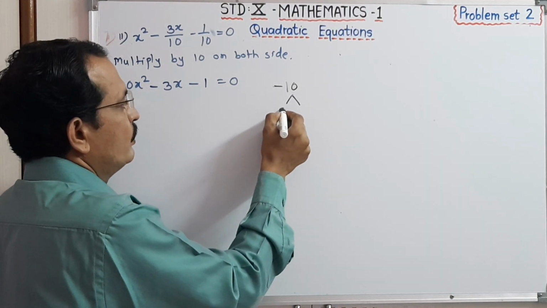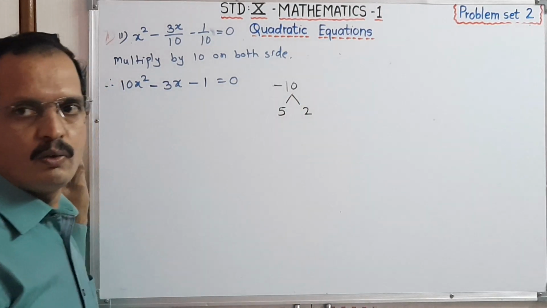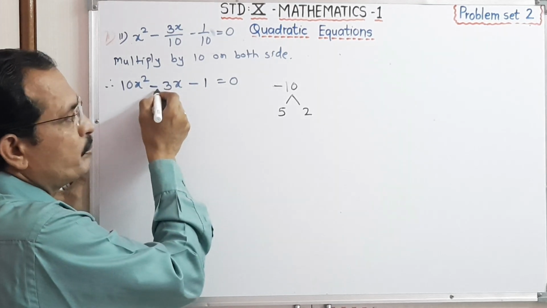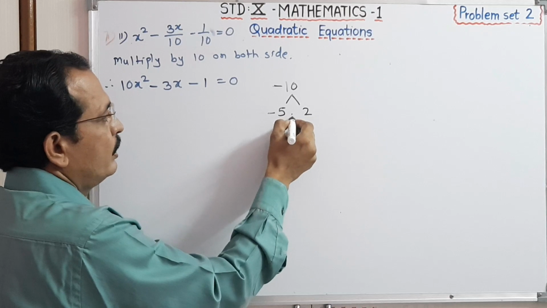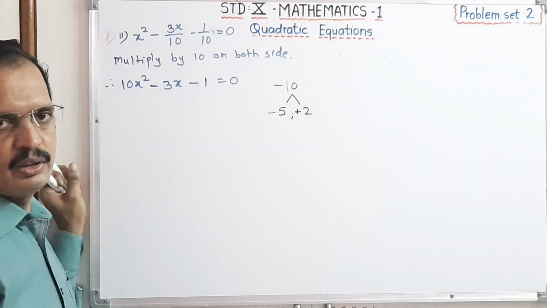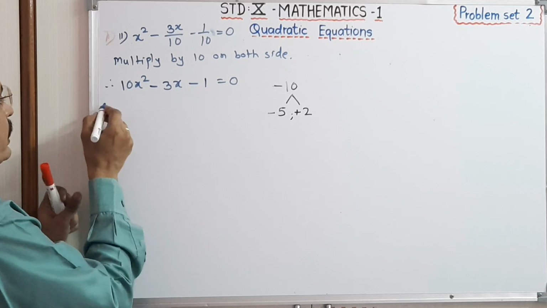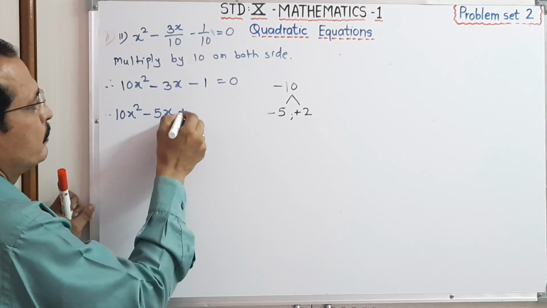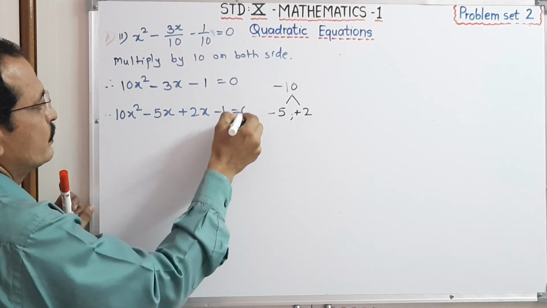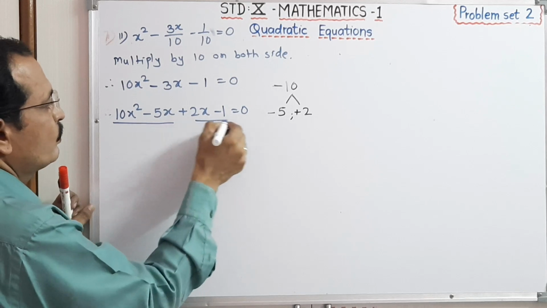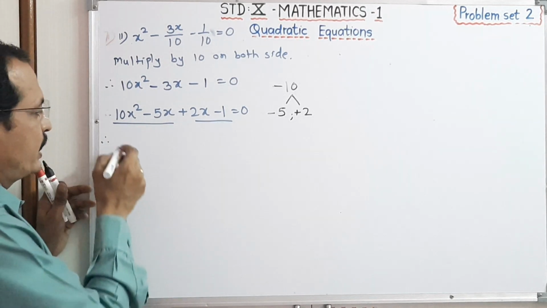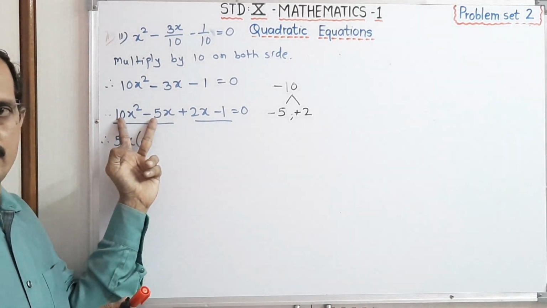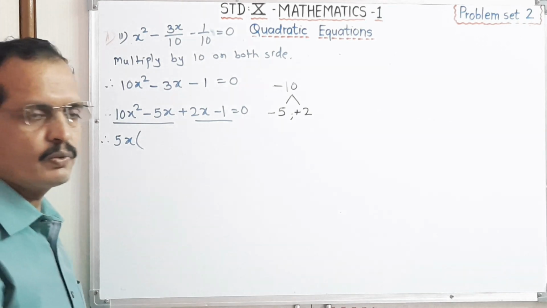We can write here 5 2s are 10. The sign of the constant term is minus, therefore the sign of the middle term is for the bigger number and the opposite for the smaller. Now see here, we can write 10x square minus 5x plus 2x minus 1 equal to 0. From this we can take out 5x as a common. All of you know that in the table of 5 there is a 10, therefore we take out 5 as a common.